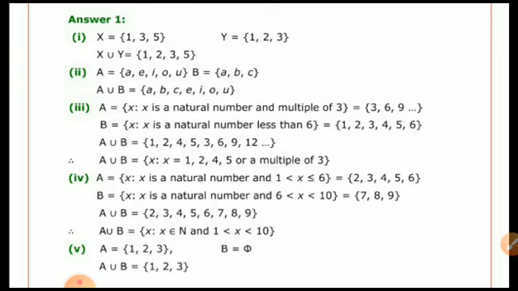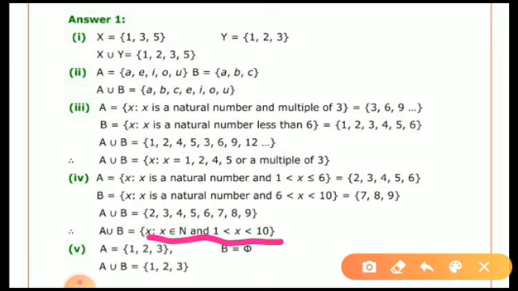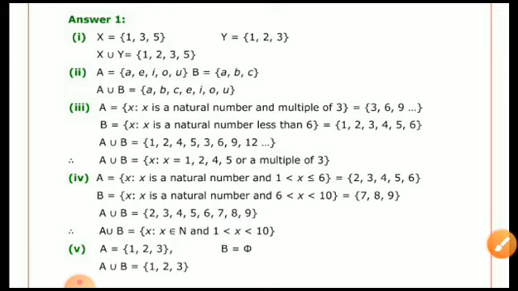Clear? Or you can write it in set builder form as x is a natural number such that 1 < x < 10. Because if you observe, all the elements are natural numbers which satisfy the property, the numbers lying between 1 and 10.